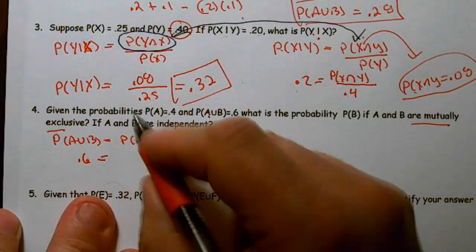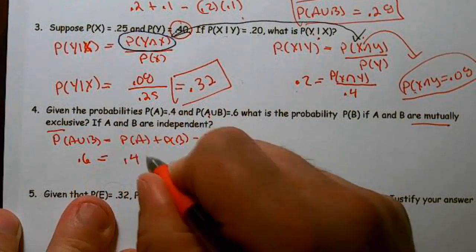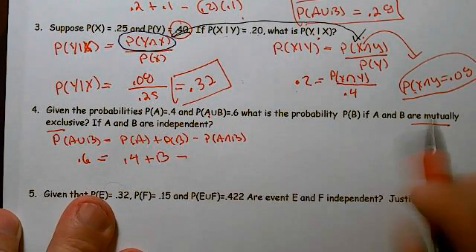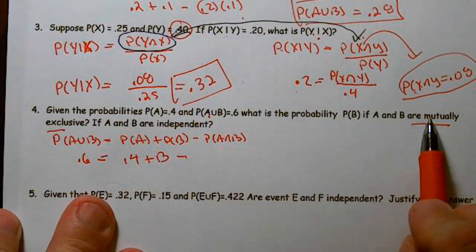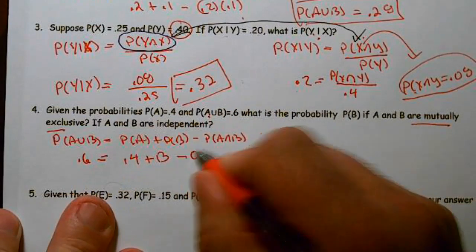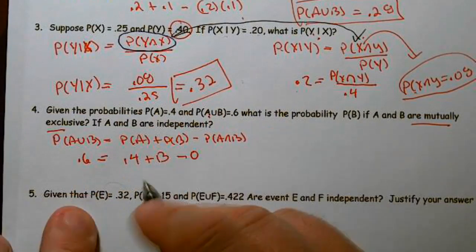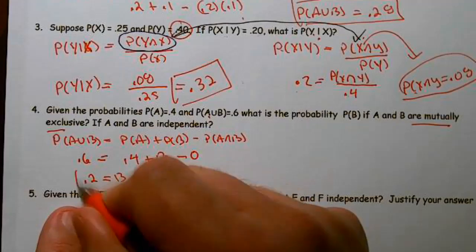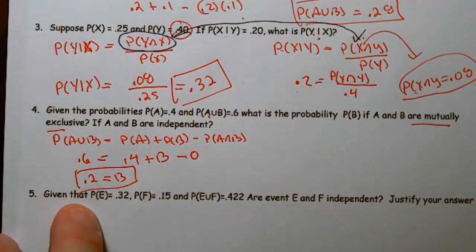A is 0.4, B is what I'm looking for, so I'm just going to put a B there, minus my intersection, but they said that they're mutually exclusive. Well, if they're mutually exclusive, there's no overlap, and this equals 0. So this is really easy. In this case, we're just going to subtract, 0.2 equals B. Simple, simple. All right.